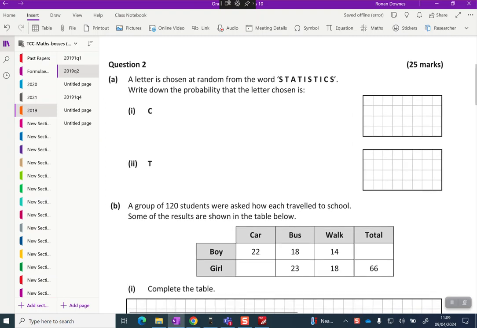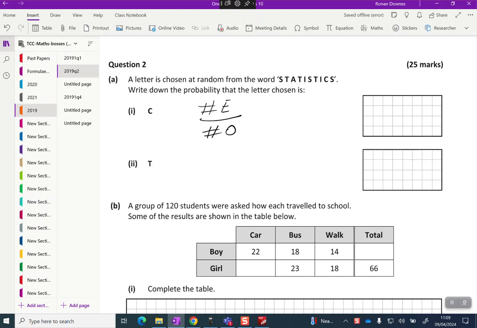A letter is chosen at random. Straight away, I think we're probably doing probability or statistics from the words. Write down the probability that the letter chosen is C. So a reminder, we take all of the events which meet the special condition and we divide it by all of the outcomes.